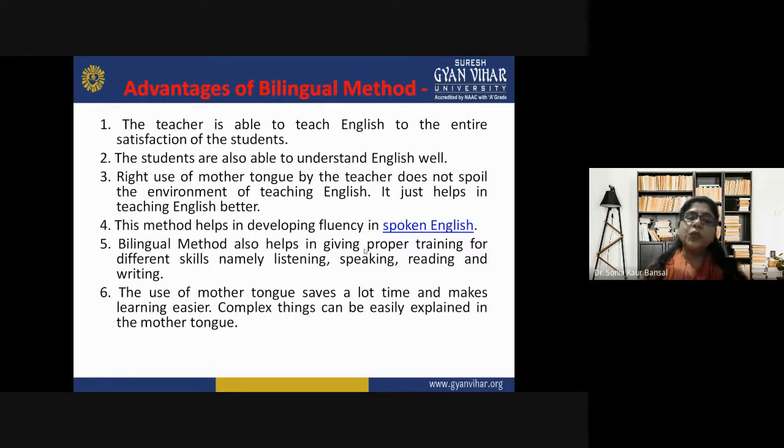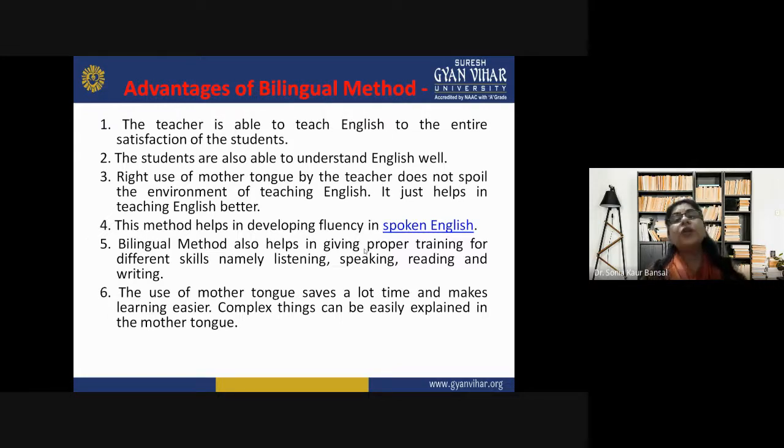Secondly, the students are also able to understand English well. Initially, when we are taking the help of mother tongue or regional language to understand a few words and sentences, maybe we are translating or giving a particular word with its mother tongue meaning. So students are understanding, but gradually you, as a teacher, will realize that students are now understanding the English language in a very good way. They have actually become accustomed to understanding it.